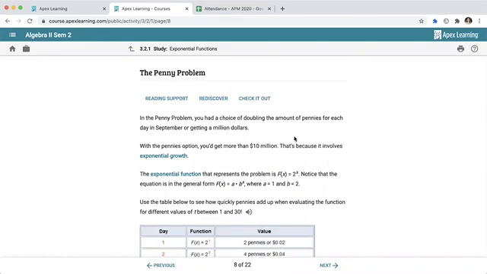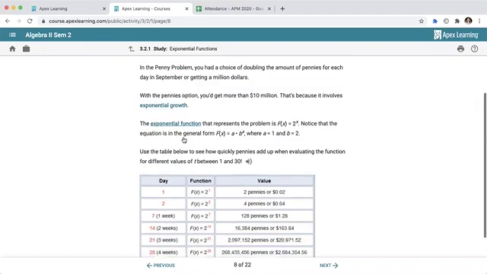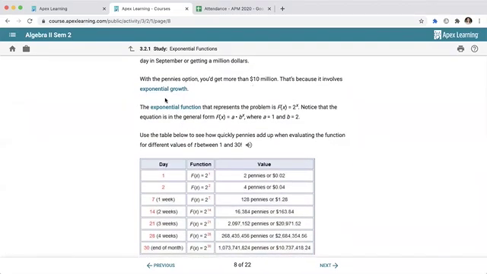So if we look back at this penny problem, we had the choice of picking pennies doubling every day or $1 million. The reason it got to this $10 million is because of this exponential growth. It was doubling our pennies. We started with 2 pennies, and we doubled it every day. So what that turns into is this 2 to the power of x relationship.